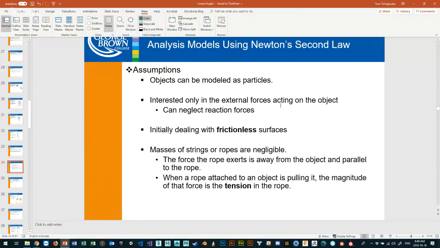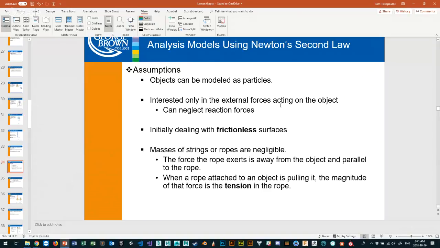We're only interested in the external forces acting on the object. So we don't care about the reactionary forces or the internal forces that are pulling an object apart, or squishing an object together, not really. And initially we want to deal with a frictionless surface. Anything we talk about is frictionless. We may talk about friction later on, but initially, these are the situations.